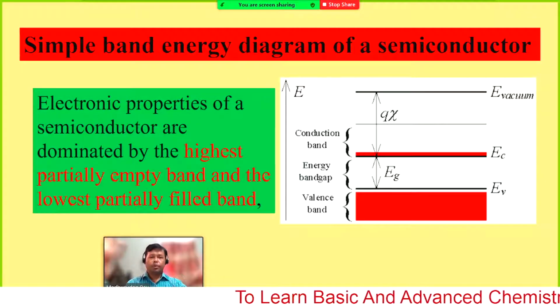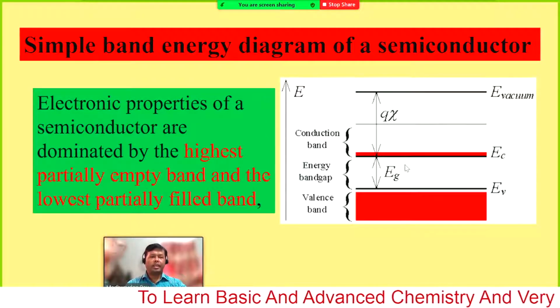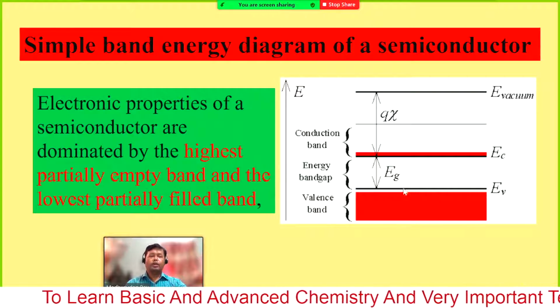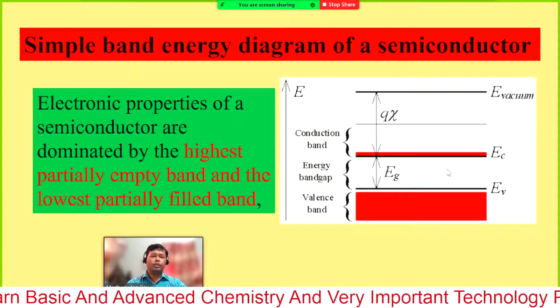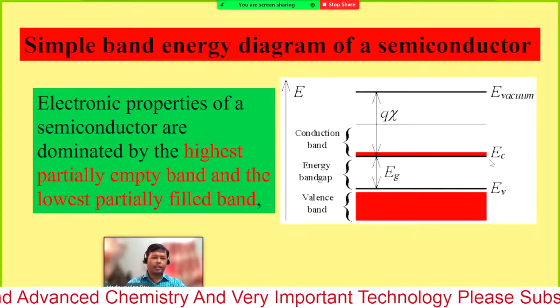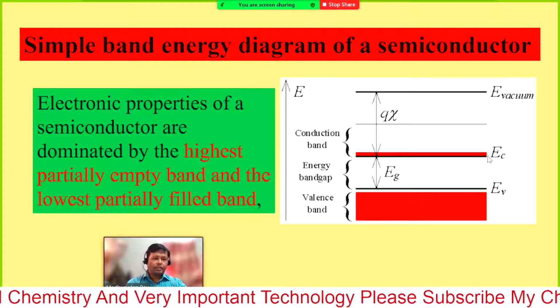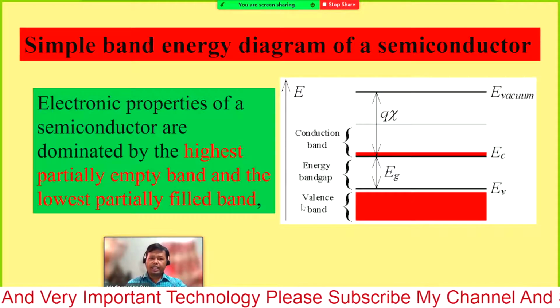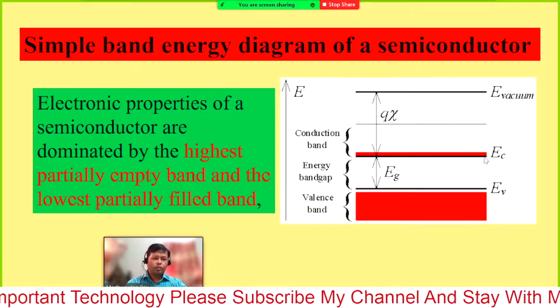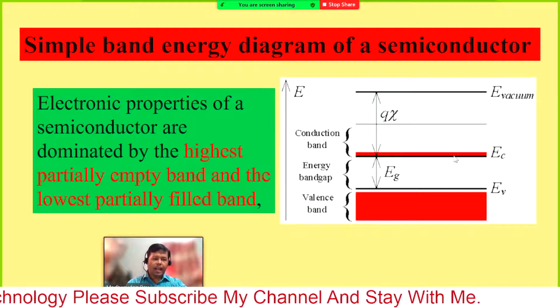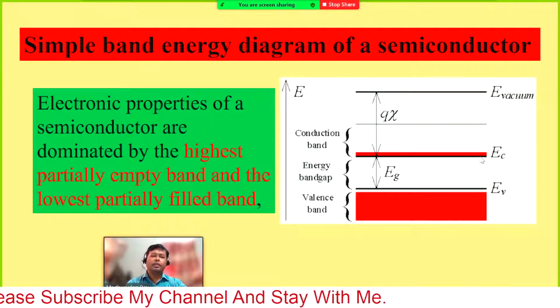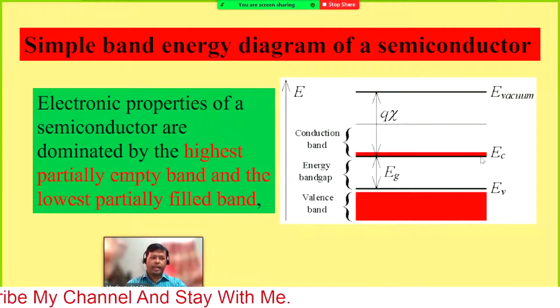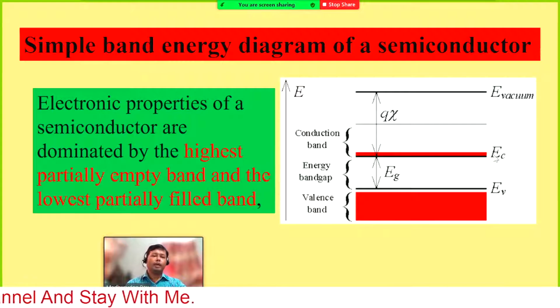And in most cases, as I have mentioned, the energy difference between the valence band and the conduction band, this scale is energy. So this black line, you can consider this is the conduction band. The energy of the conduction band is represented by EC.